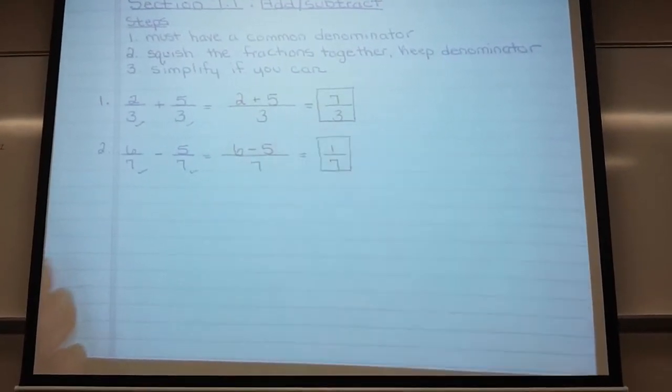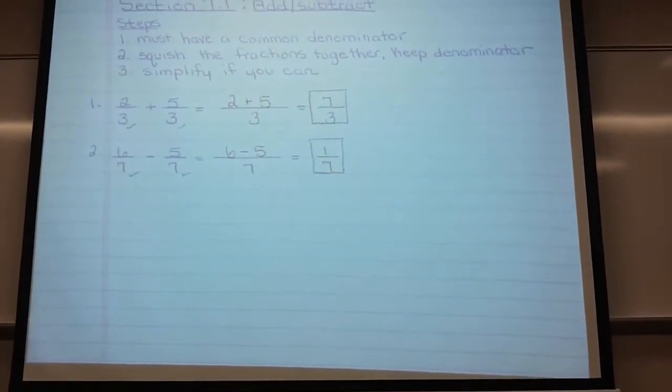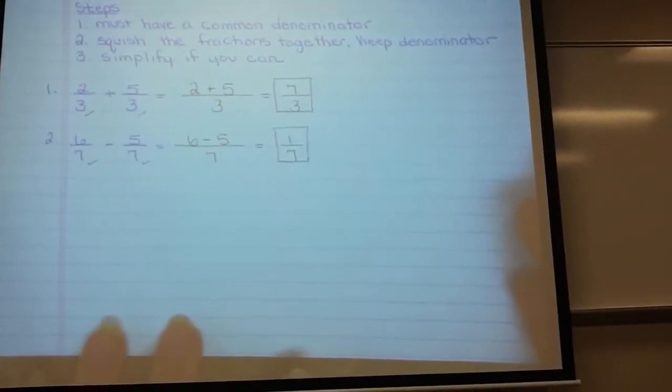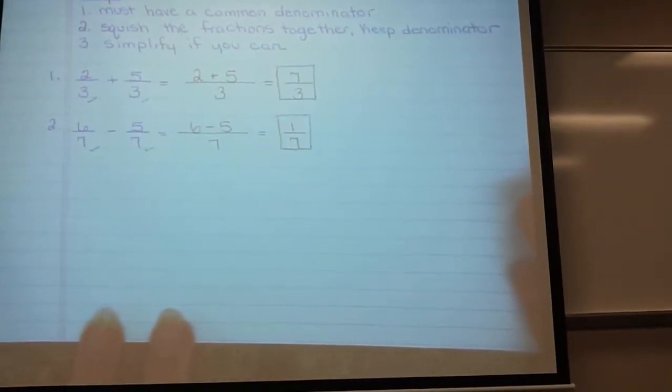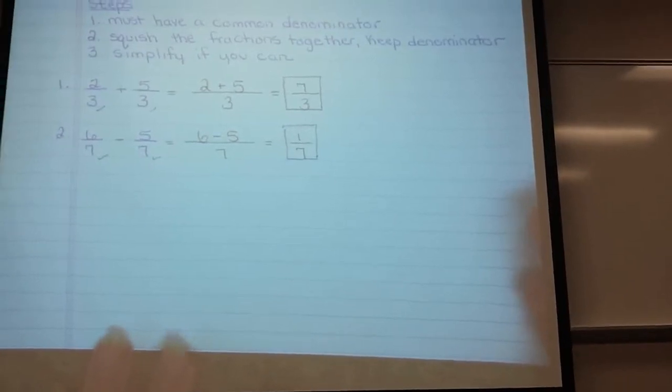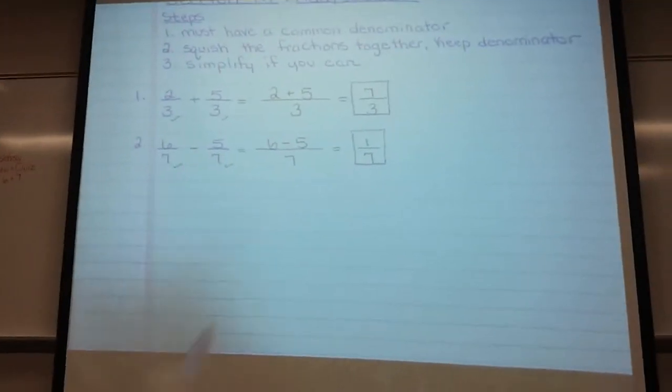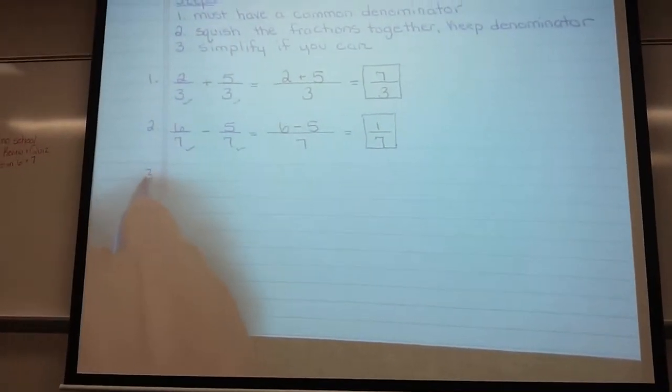Are you going to be throwing some negatives in there? What do you mean negative? Where it'll be like -5 over 7. It could be, yeah. It's just integers, though.